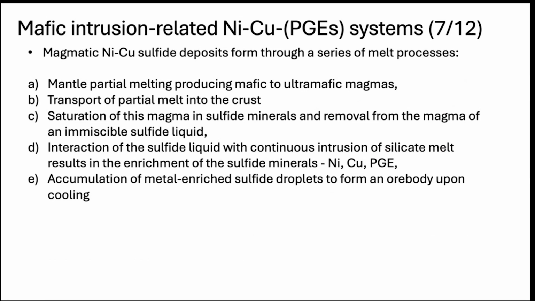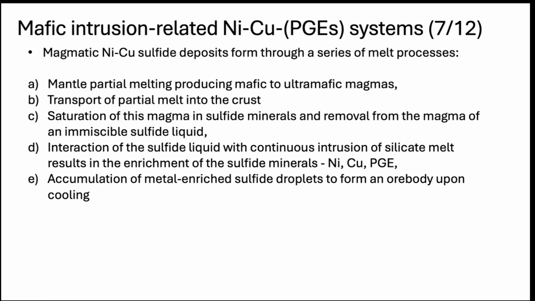And so we form these deposits through a variety of melt processes. We need to partially melt the mantle to produce mafic to ultramafic magmas. We then need to transport that partial melt into the crust. Now, mafic, ultramafic melts carrying lots of metals cannot carry much reduced sulfur, otherwise the metals would never make it up to form a deposit. So we need to add sulfur somewhere along the pathway to make an immiscible sulfide liquid.